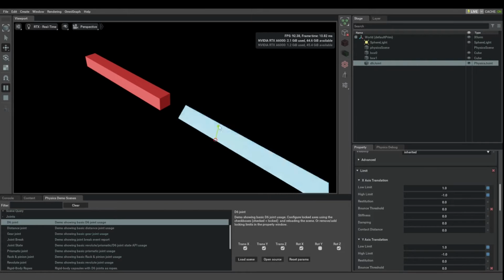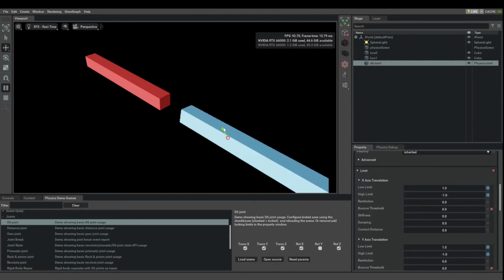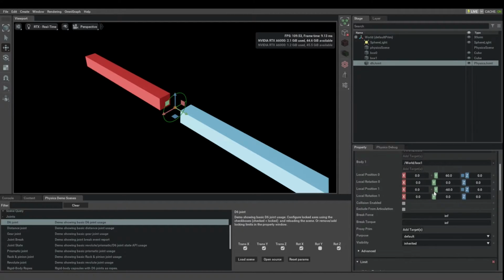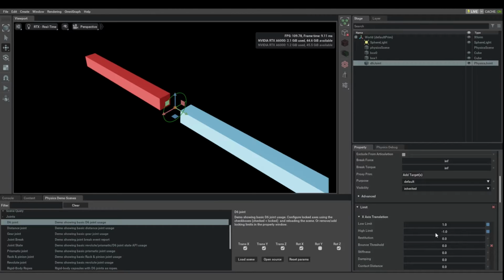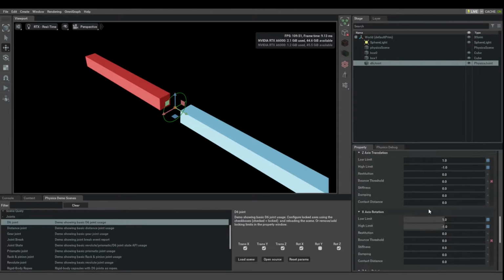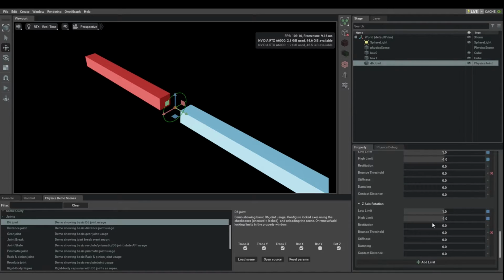And you can see that you can't move this body relative to the other one except for rotating it along this length axis. And why is that? That's the y-axis here. So you can see there are the general joint properties that we have seen before, but then for the limit, we have this relatively long and complicated area.